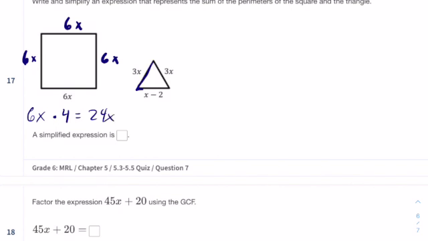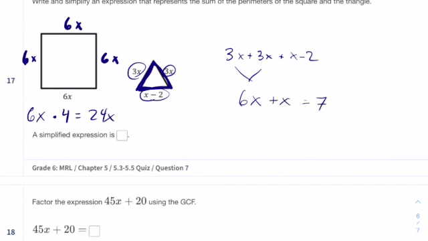And then I have this triangle here. It's hard to see because I'm writing in a similar color to black, which is 3x plus 3x plus x minus 2. That would be the perimeter of the triangle if I added all of these pieces together. 3x and 3x together would be 6x. And then if I added the other x, that would be 7x.